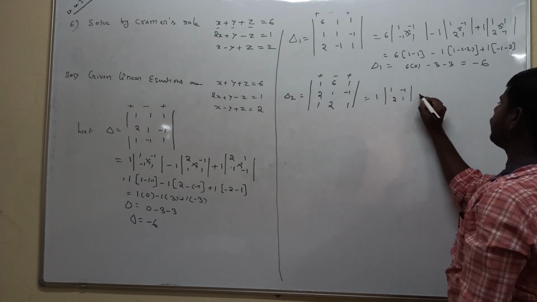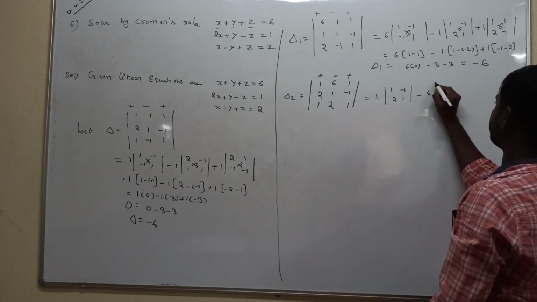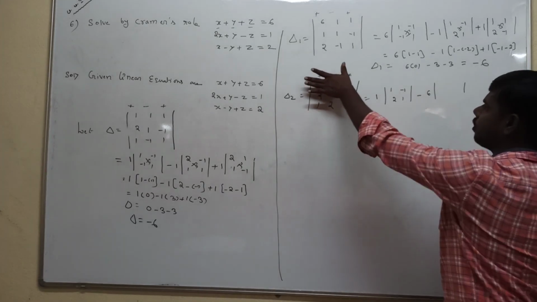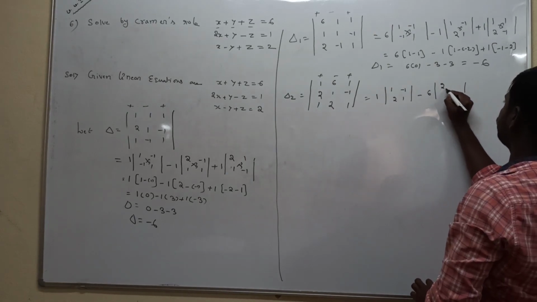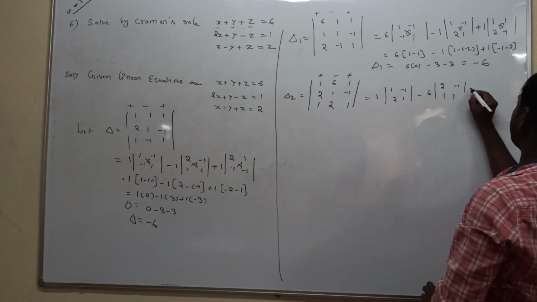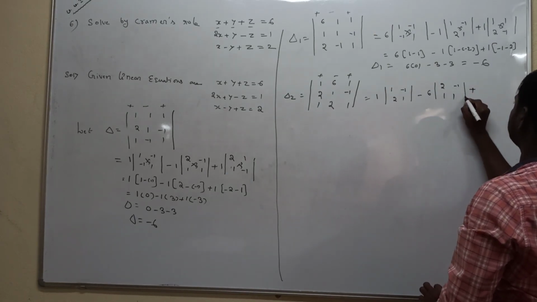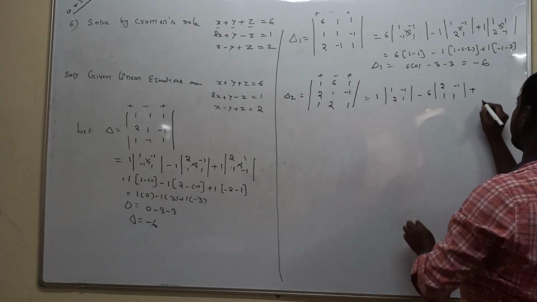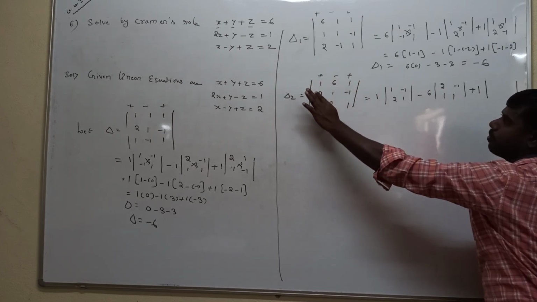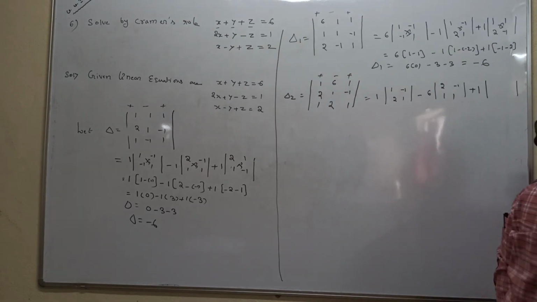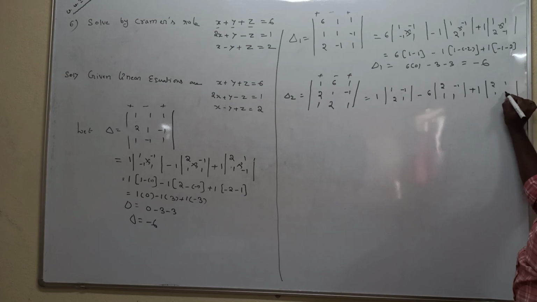Next symbol is negative, element is 6. Take the determinant; 6 is present in the first row, second column eliminated, remaining is 2 minus 1, 1 1, 2 minus 1, 1 1. Plus: symbol is plus, element is 1. Take the determinant; 1 is present in the first row, third column eliminated, remaining left of the element is 2 1, 1 2, 2 1, 1 2.